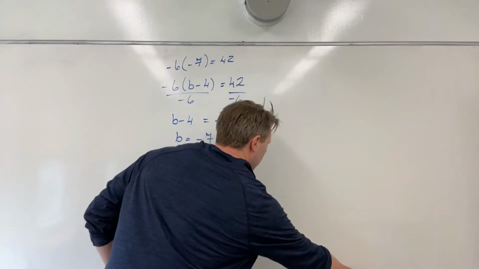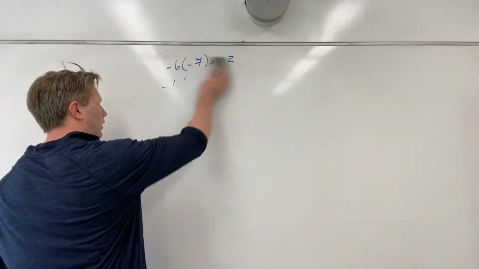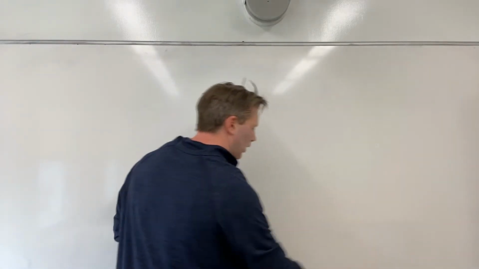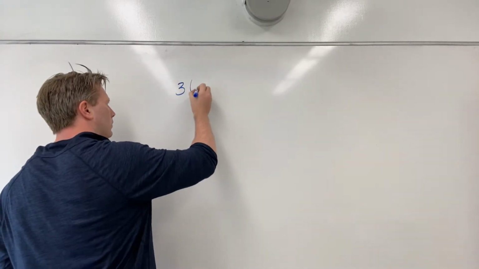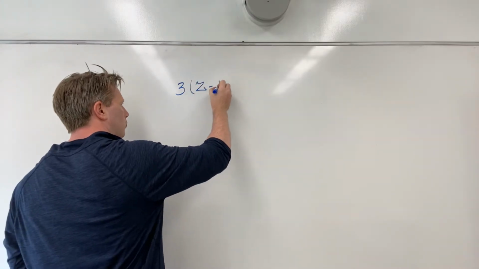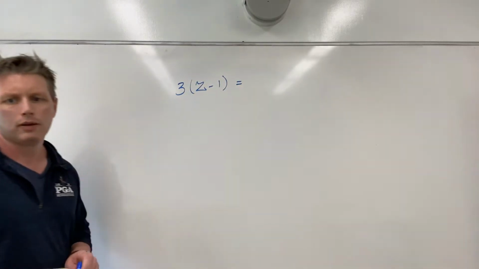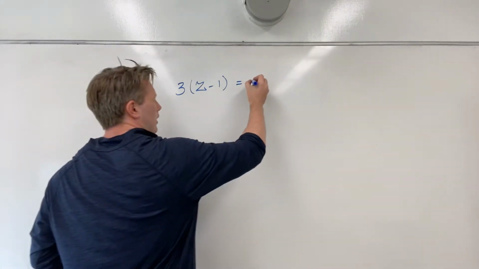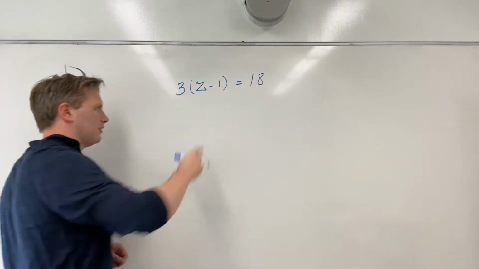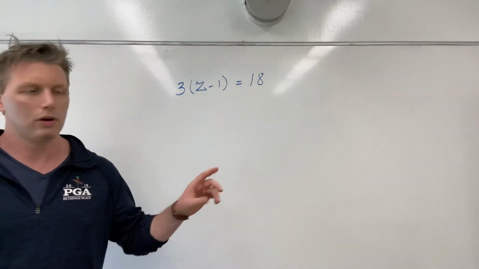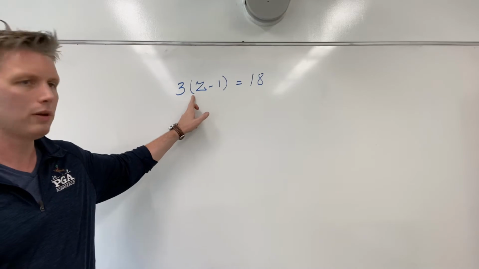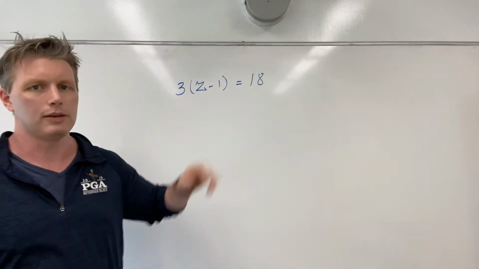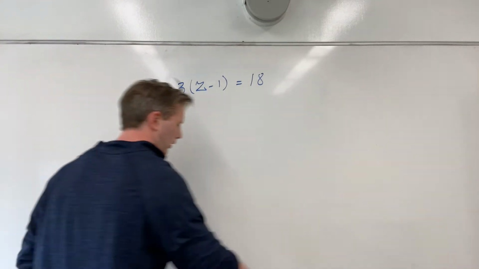All right, let me put up a question for you to try yourself, similar in nature to the one we just did. Try this one, please. That would be 3 times the quantity z minus 1 is equal to 18. So the variable in this case is z, so I'm looking for a value for z that will make this statement true. Again, that's 3 times the quantity z minus 1 is equal to 18. Try that one yourself, please.